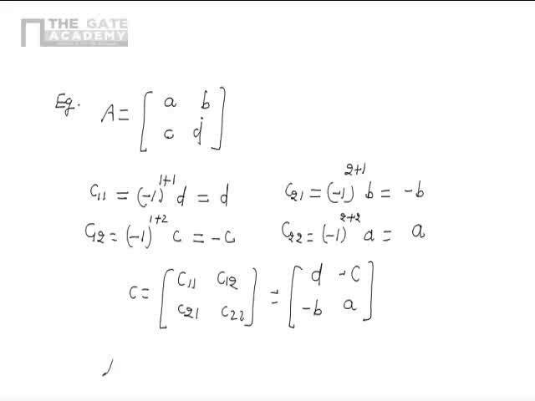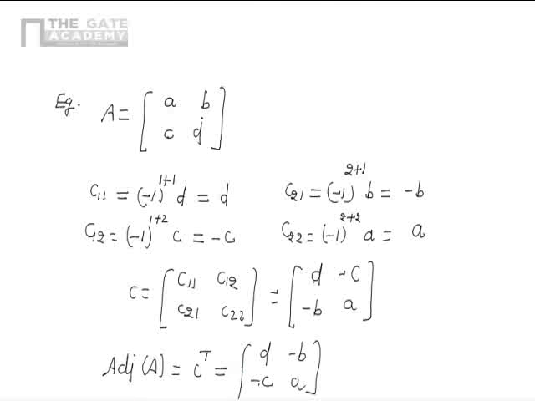And to find out the adjoint of matrix A, this is nothing but the transpose of cofactor matrix. So this will be D, minus C, minus B and A. I'm taking the transpose of this. So D, minus C I'm writing as a column, minus B and A in the form of column. So now I got the adjoint of A.